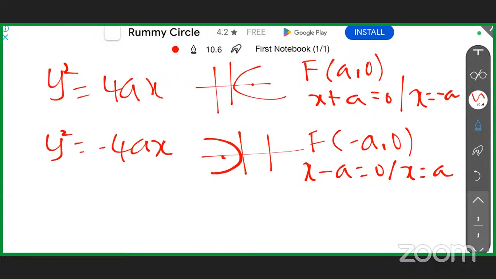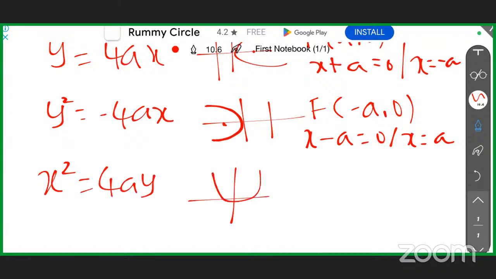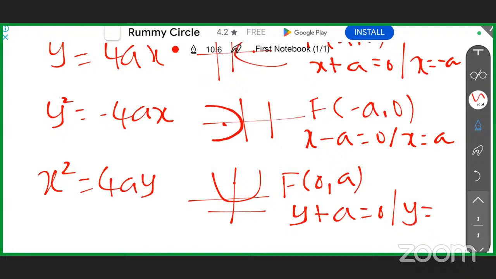So next, my equation of the parabola is x square is equal to 4ay. So the parabola will be an upward-opening, upside U, with my focus on the positive y-axis. Therefore, the focus will be (0, a), and the equation of the directrix will be y plus a is equal to 0, or y is equal to minus a.